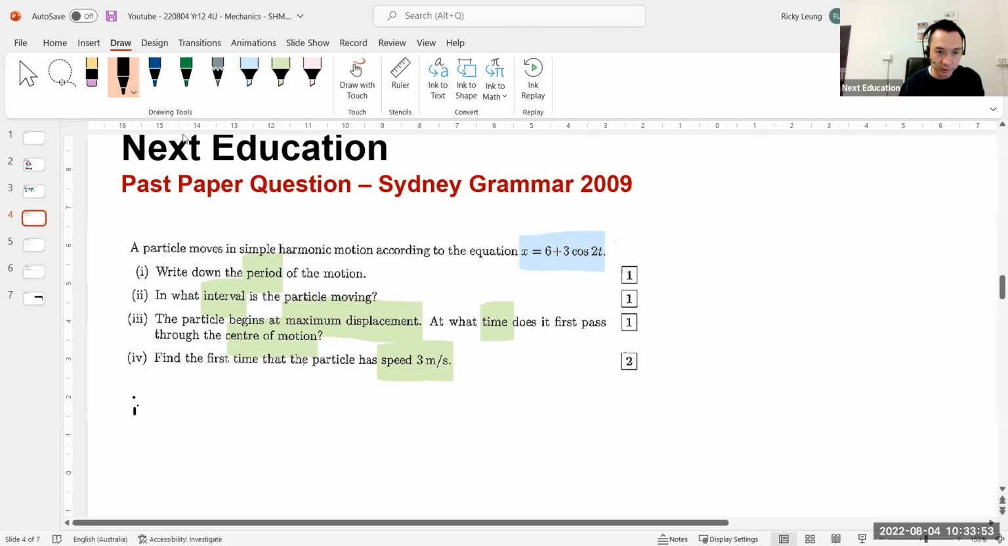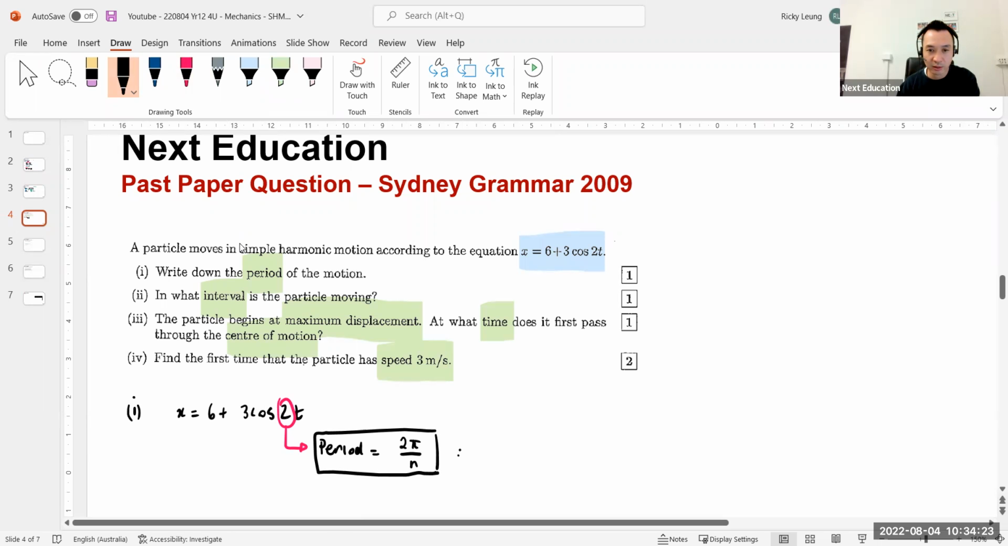So I'll do it down here actually. Period of motion. Now we know that if x equals 6 plus 3 cos 2t, the period of motion is obviously determined by that number there, where we know that period is always 2 pi on n. That's the formula for it. So in this case, the period of motion is 2 pi on 2, which is pi. Now, there's no units. Oh, there is here. So I'm just going to use seconds.